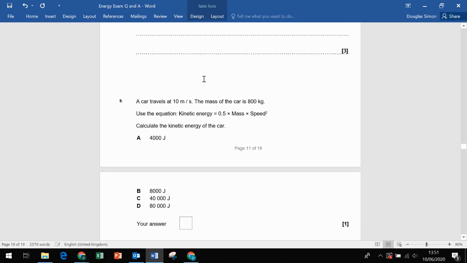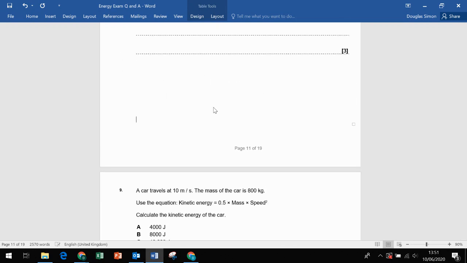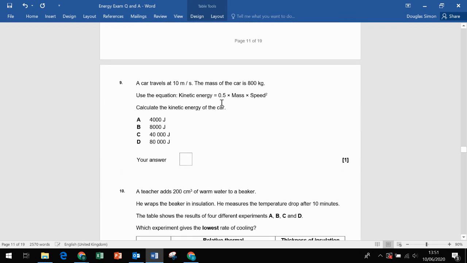Oh no, we've got a couple more. All right, question 9. A car travels at 10 meters per second. The mass of the car is 800 kilograms. Use the equation: kinetic energy is half times mass times speed squared, or velocity squared. Calculate the kinetic energy of the car. So let's type in all the numbers. 0.5 times 800 times 10 squared, which gives us 40,000 joules, which is C. Super easy.